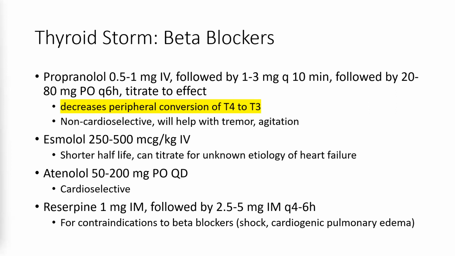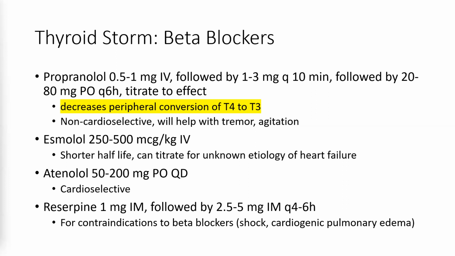Beta blockers are the first line, the first medications that we give. The most common one that you can use is propranolol. You can do about 0.5 to 1 milligram IV, followed by 1 to 3 milligrams every 10 minutes, and then followed by PO dosing. The reason propranolol is useful is it decreases the peripheral conversion of T4 to T3. Remember when we look at the initial slide, your external tissue is converting T4 to T3, and that is the active thyroid hormone here. Beta blockers will at least decrease that conversion and help with the condition.